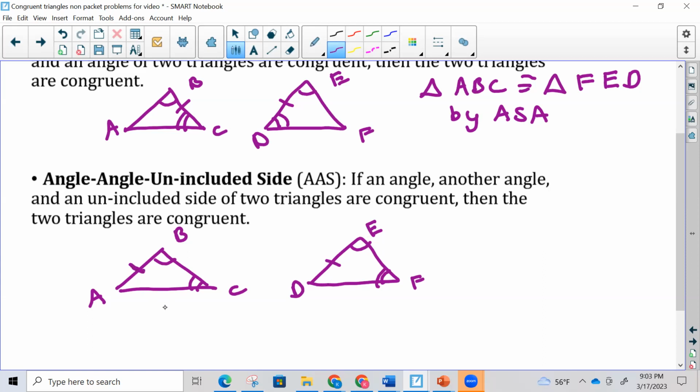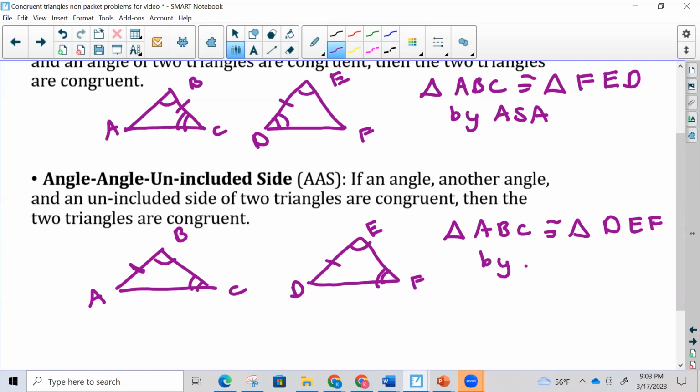So it could be AB. I could have also done like AC with DF. It would also be angle, angle, side. But these two triangles are considered congruent. So triangle ABC, again, matching them up, it would be, in this case, I did it the other way, D, E, F. Okay, so I'm just matching up my markings again.